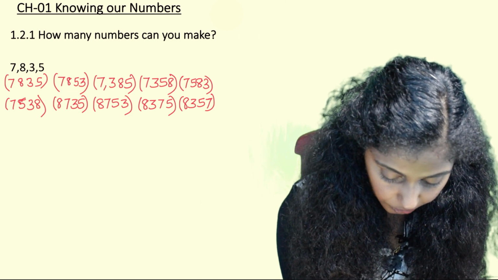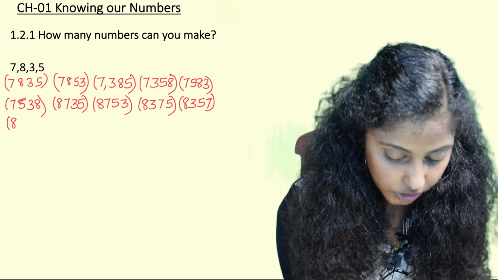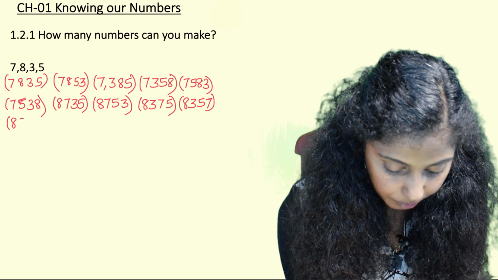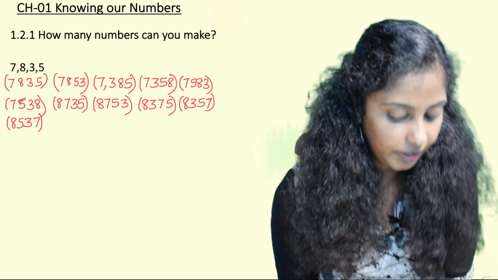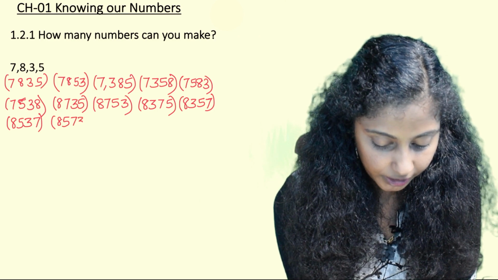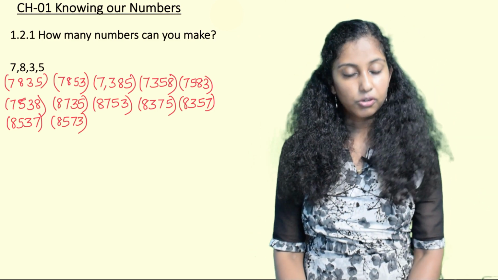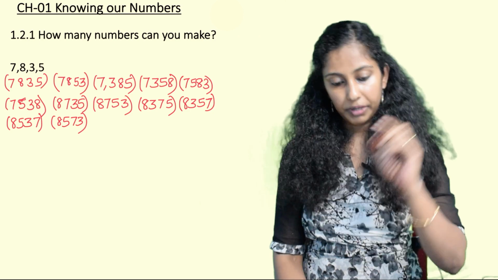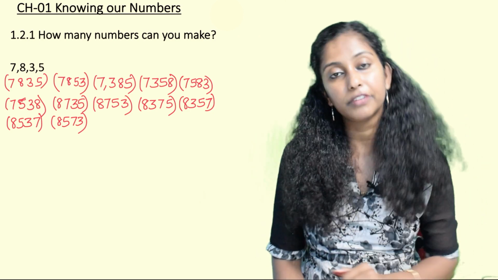Now what else I will do is I will keep 8 in the first position and 5 in the second position, then 37 in the rest. Whatever is remaining I am writing, that is 8, 5, and then I make it 73. So I have made all the possible numbers keeping 7 in the first place and keeping 8 in the first place.